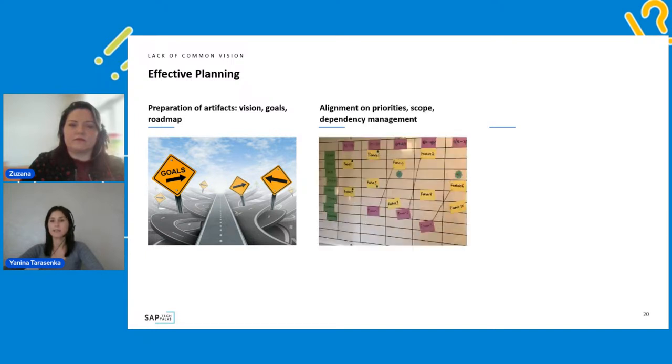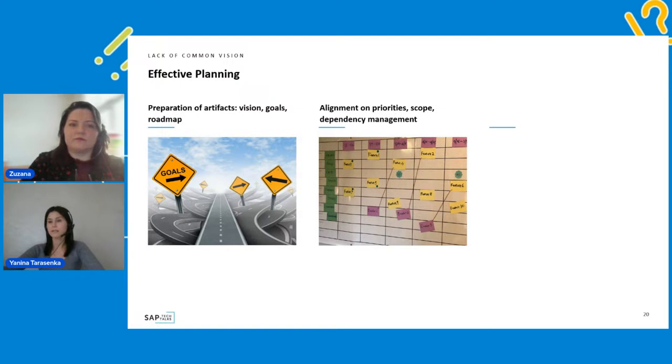The second element is the alignment on priorities going top-down, scope, and dependency management. Based on the roadmap, before any kind of planning, we should know what our priorities and scope are. And if we know that, we can make prior alignment and ensure that the delivery will be done in the ensured time and we can manage the risk appropriately.